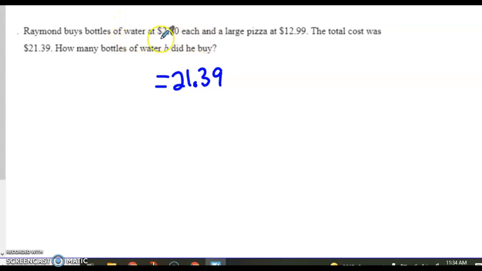We also know that each bottle is $2.80 and that the pizza was $12.99. So each bottle is $2.80 and we don't know how many of those he bought. So we're going to put $2.80 times B. And then we need to add the large pizza in order to get the total. So we're going to add in the $12.99. So if we solve this equation, we should be able to figure out B. So that's our equation. And then I'm going to rewrite it so I can solve it.